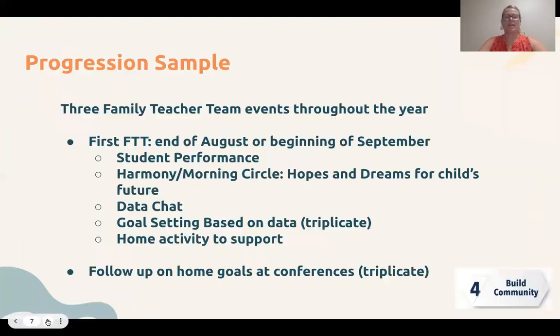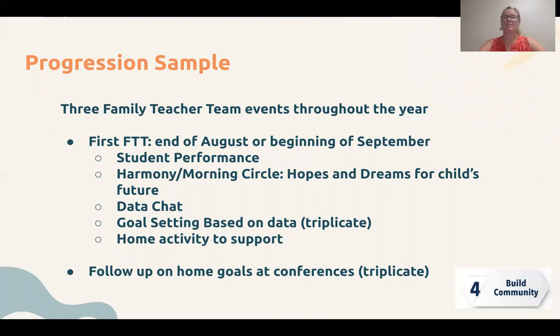Thinking about the progression of family teacher teams, at Meridian we decided our goal was to have 3 family teacher teams last year. In the past, we've done 1 family teacher team in the fall, and we followed up with conferences, but our biggest goal for last year was to make sure that we got 3 family teacher teams done in the year. The first family teacher team, we had at the beginning of September.